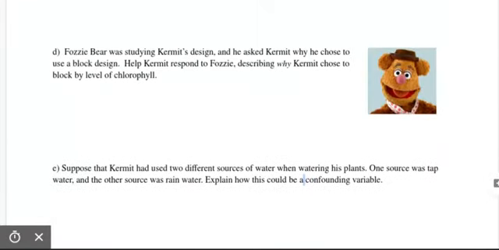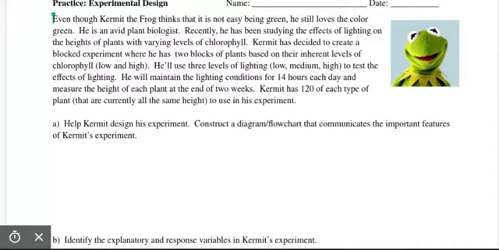So this is your first chance to see what an AP Stats question might look like and how it's graded.